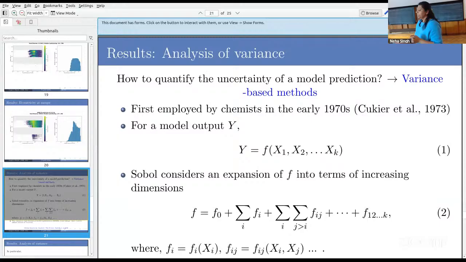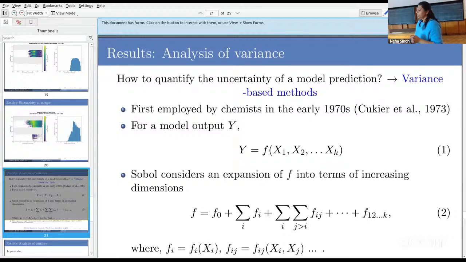Now we have generated the models. The question that we had was, if we have these models, we need to quantify what parameters are important and what is the effect of each of these parameters. So what we did is a variance analysis.